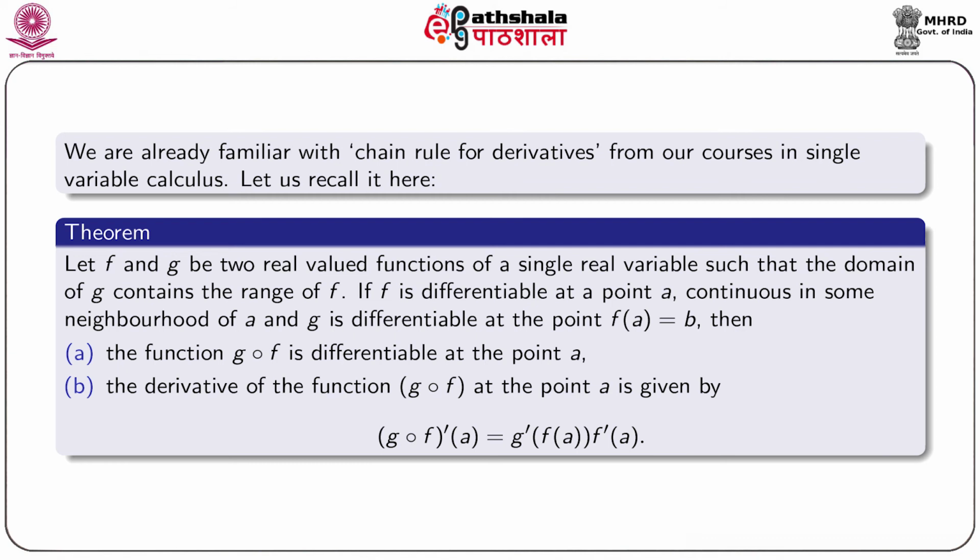We are already familiar with the chain rule for derivatives from our courses in single variable calculus. Let us recall it here. First, we give the statement: let F and G be two real valued functions of a single real variable such that the domain of G contains the range of F. If F is differentiable at a point A, continuous in some neighborhood of that point A, and G is differentiable at the point F(A), let us call it B, then first the function G compose F is differentiable at the point A.